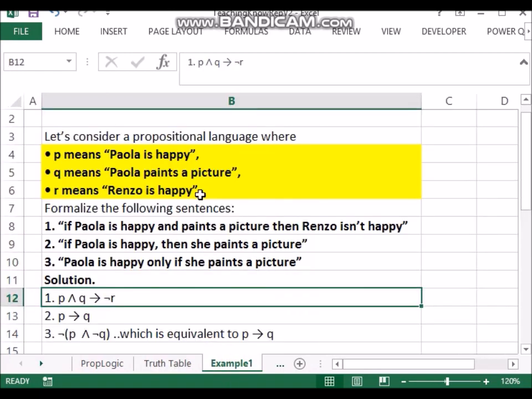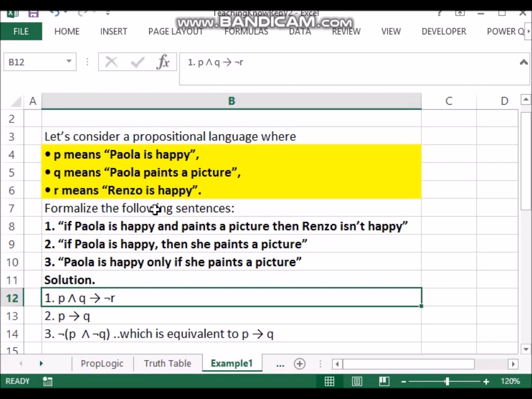So in propositional logic, we'll have a statement and we'll put a letter in front of it. So let's say Paula is happy. I will use a letter P for it. Or Paula paints a picture. This statement I'll call Q. And Renzo is happy is labeled as R. So we are going to use the smaller labels P, Q, R, so that in the computer we can store it in a more mathematical way, rather than writing long English sentences which are quite cumbersome for the computer.